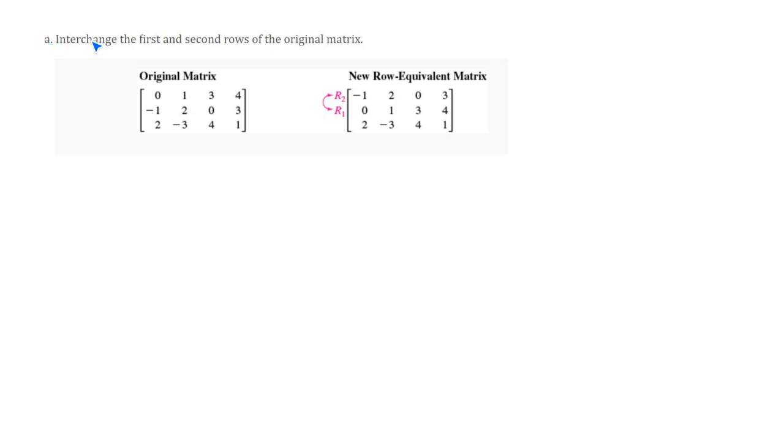So here it says interchange the first and the second rows of the original matrix. So this is your original matrix. And all they want us to do is switch the rows. So this row 2 right here is now row 1. Okay. And row 1 is now row 2. And that's all that they wanted us to do. So this is what we mean by interchange rows.